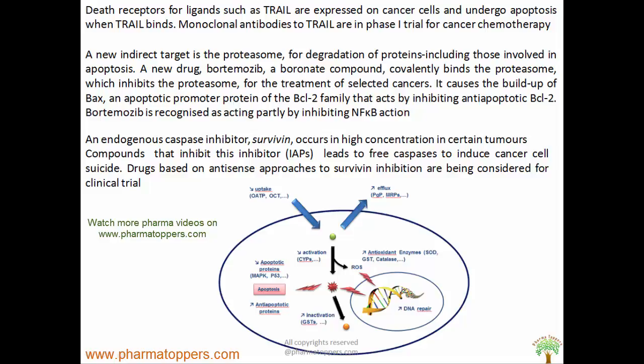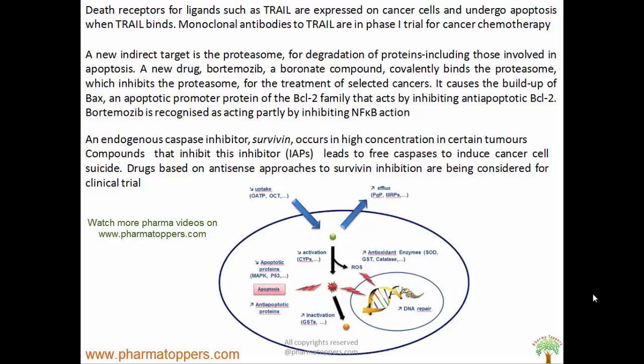So it causes the buildup of BAX, an apoptotic promoter protein of the BCL2 family that acts by inhibiting the anti-apoptotic BCL-2. Bortezomib is recognized as acting partly by inhibiting NF-kappa B action also. An endogenous caspase inhibitor, survivin, occurs in high concentration in certain tumors. A compound that inhibits the inhibitor of apoptotic protein leads to free caspase to induce cancer cell suicide. Drugs based on antisense approaches to survivin inhibition are being considered for clinical trials.